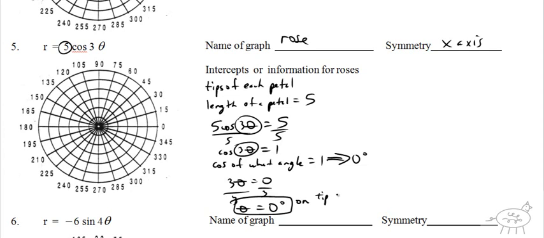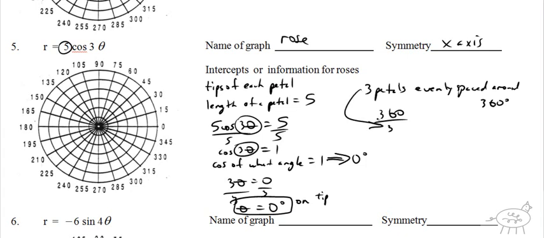And I know there are how many petals, right? It's 3, so there are 3 petals. And they're evenly spaced around 360 degrees. You guys should almost remember that: 360 divided by 3, because 3 petals. And that's equal to 120 degrees. That's the spacing.